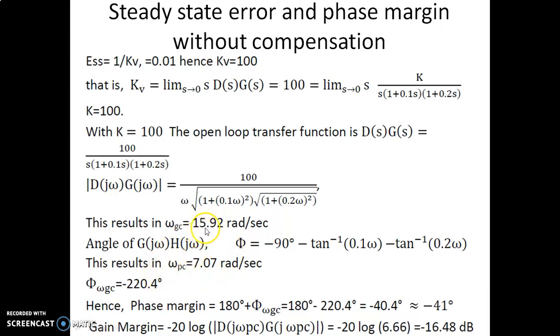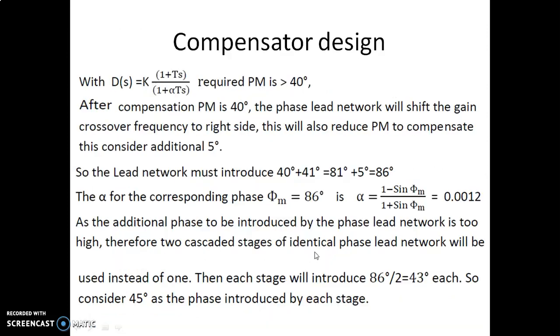This omega GC and omega PC result in a phase of -220 degrees, which in turn gives a phase margin of -41 degrees, which results in an unstable system. The gain margin is also negative, that is -16.48 dB. We can actually verify these things in the 20sim simulator later. So we will proceed with the compensation by providing a phase margin of 40 degrees overall.